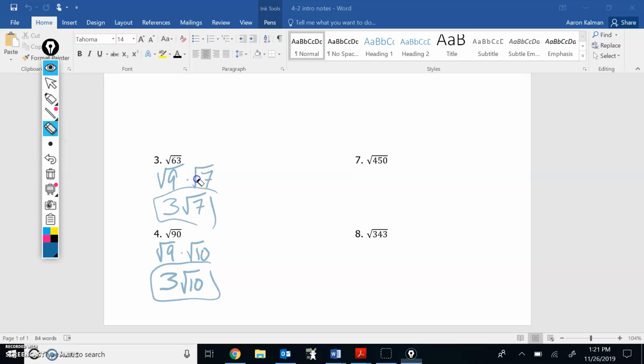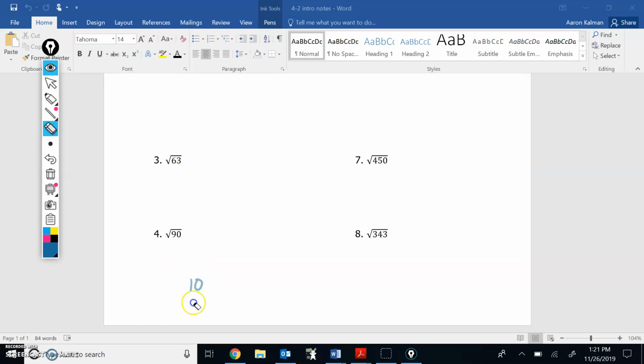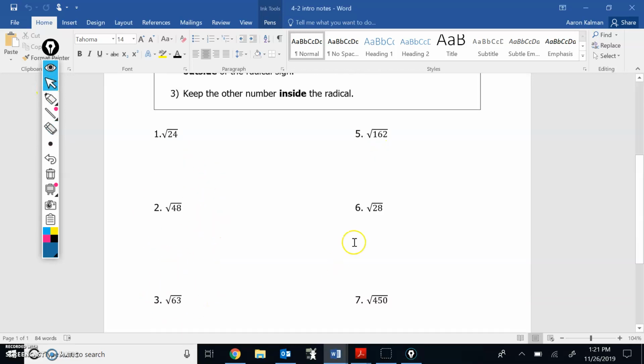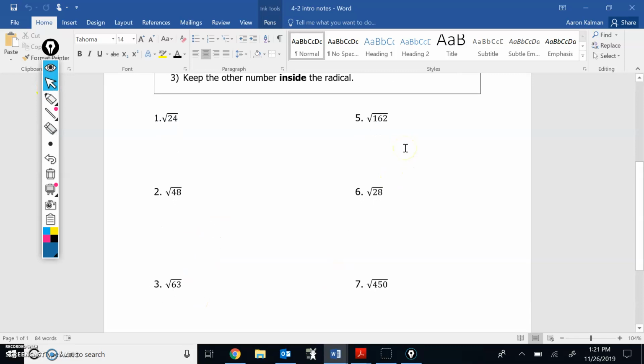Let's go back up and look at some more examples, maybe some bigger numbers, maybe a little more challenging, like the square root of 162. After multiple tries, 81 is the biggest perfect square that goes in at 162. That's 81 times 2 gave you that. So the square root of 81 is 9, and then you leave the other one as square root of 2. Try number 6 on your own, see what you get, and check with me.